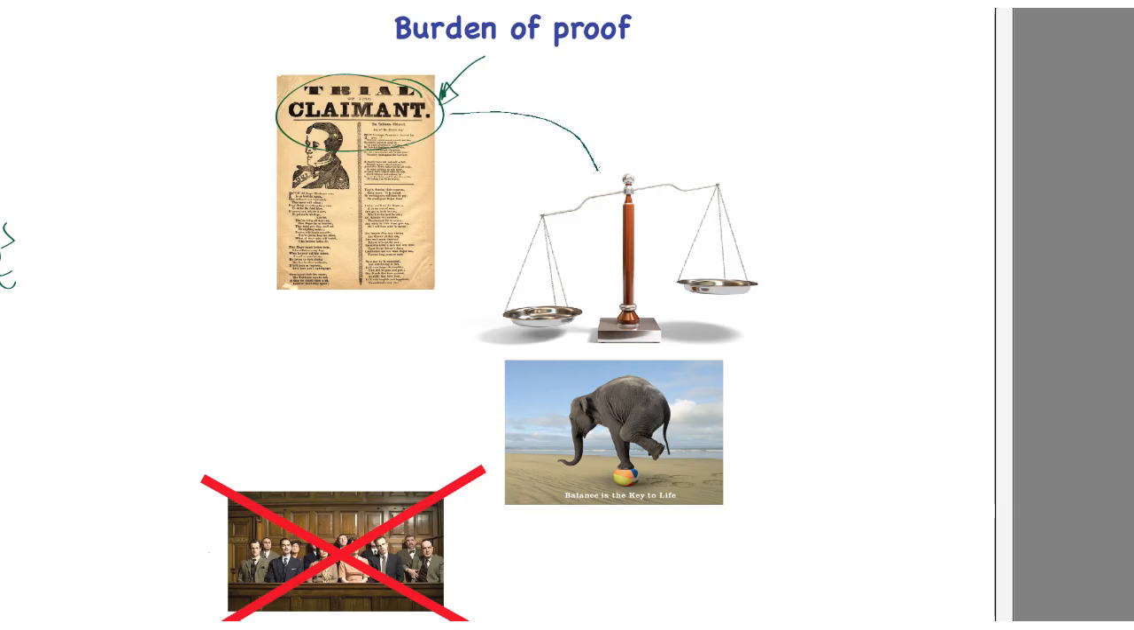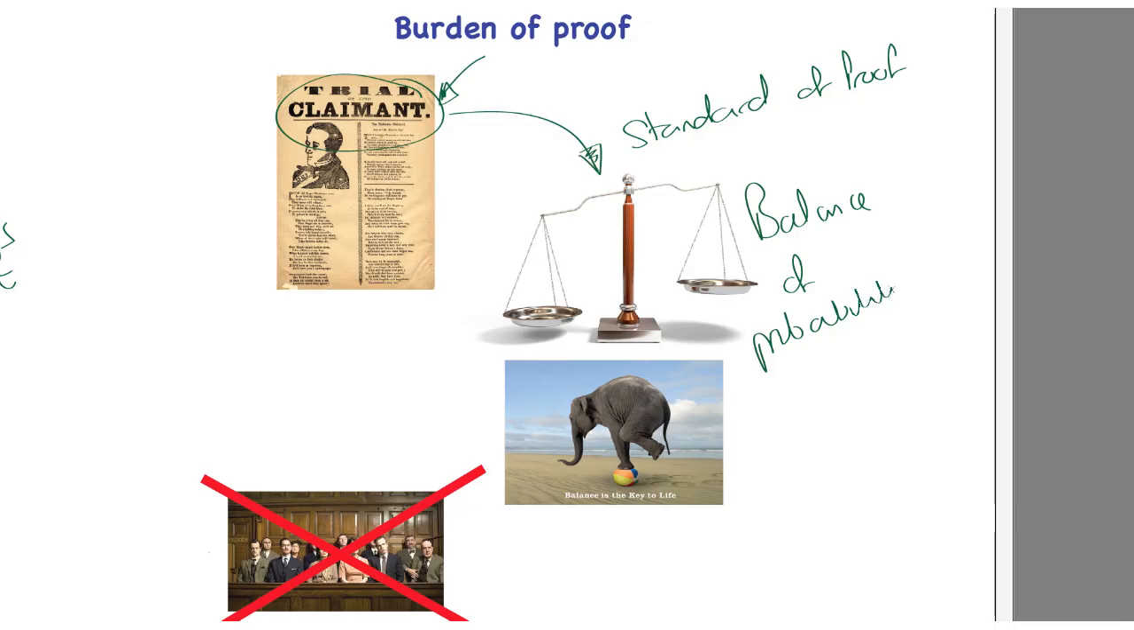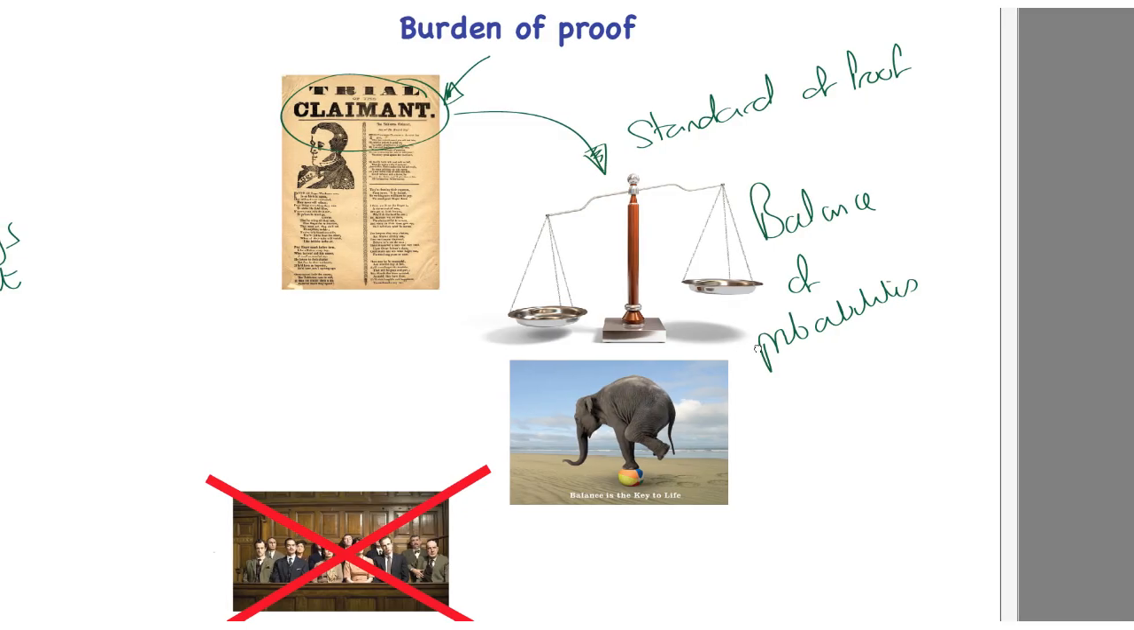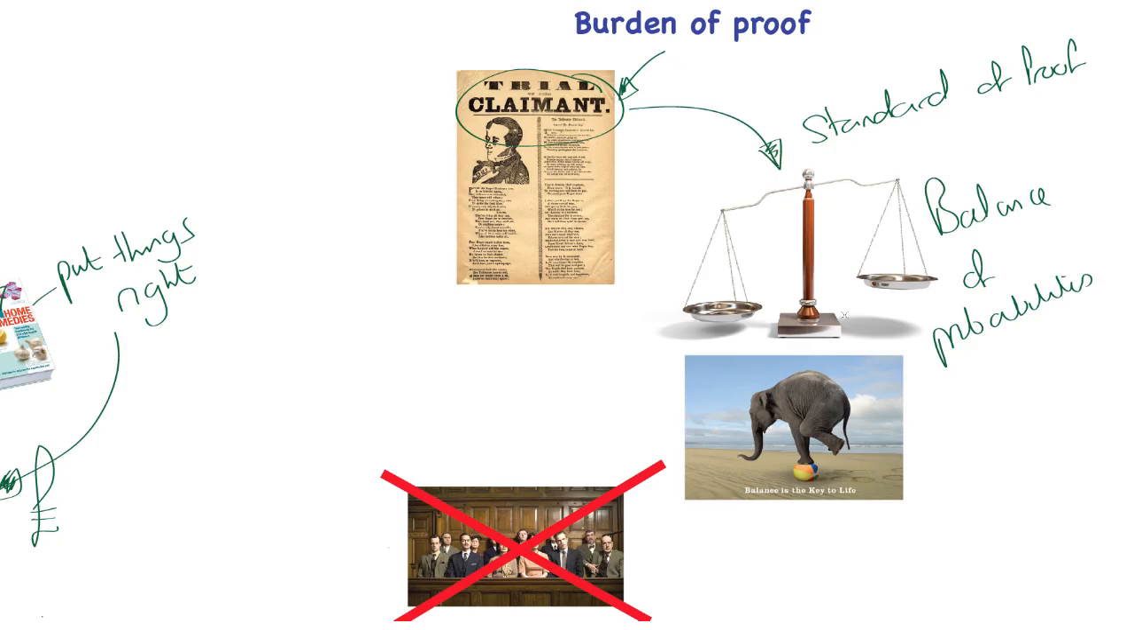The standard to which the claimant has to prove that, so the standard of proof, is what's known as the balance of probabilities. All right, so the balance of probability. You've probably heard that phrase before. So the burden of proof is on the claimant, and in civil cases, the claimant has to prove that burden of proof on the balance of probabilities. That's the standard. You will recall that in criminal cases, the standard of proof is beyond reasonable doubt.